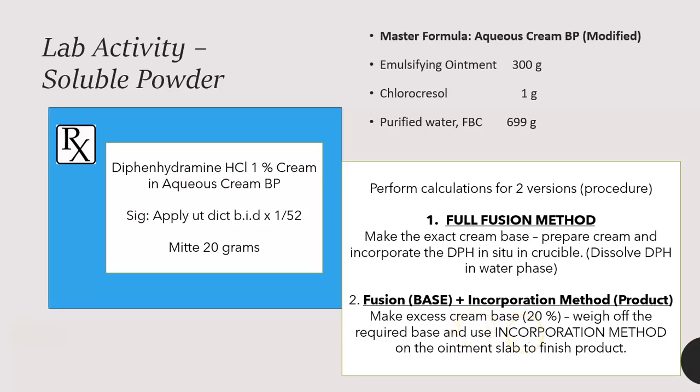The second method actually works for drugs which are heat sensitive, where you would not want to expose the drug to high temperature on the steam bath. So to me, version 2, base being made by fusion, adding the drug by incorporation on the ointment slab, making excess base, weighing off what you need, and levitating on the tile, is all driven by the fact that you don't want any heat to destroy your active ingredient. And so that's why that hybrid method or procedure actually works.